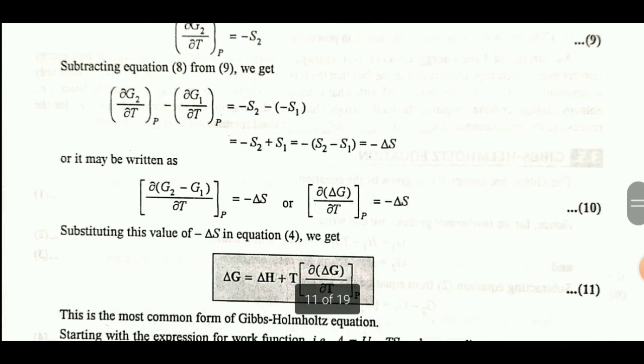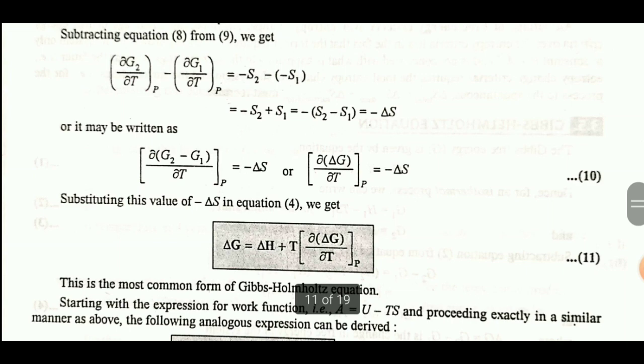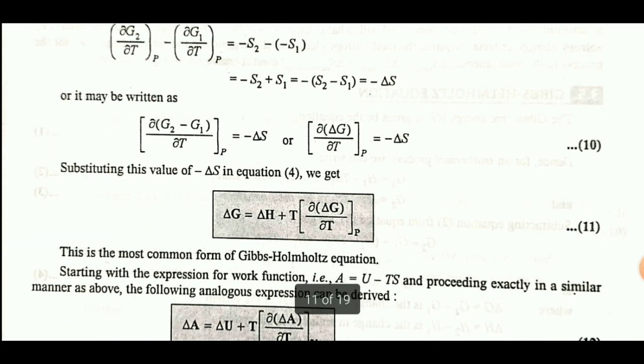Therefore, for the initial state, dG1 upon dT at constant pressure is equal to minus S1. For the final state, dG2 upon dT at constant pressure is equal to minus S2. Subtracting equation 8 from 9, we get S2 minus S1 is equal to minus S2 minus S1 is equal to minus delta S. Or it may be written as delta G is equal to delta H plus T into the partial derivative of delta G upon partial derivative of T at constant pressure.